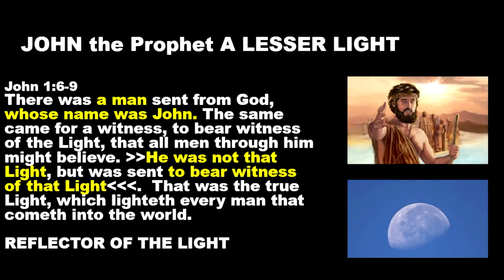The Bible symbolized the moon as the church. And the church goes forth, fair as the moon, as it says in the book of Song of Solomon. But regarding John the Baptist, he was called the lesser light because of this. John 1:6-9: There was a man sent from God whose name was John. The same came for a witness to bear witness of the light, that all men through him might believe. He was not the light, but was sent to bear witness of that light. That was the true light, which lighteth every man that cometh into the world. So again, he is to come and reflect the light of the greater light, which is Christ.